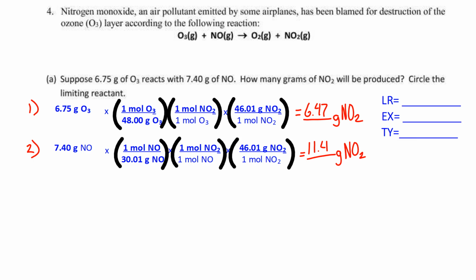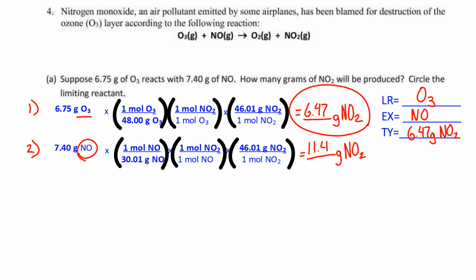All right, guys. So going through the questions, which is our limiting reactant? Ozone. Since ozone produced the smaller amount, that's our limiting reactant. Our excess is the other reactant, so our excess is going to be nitrogen monoxide. And then our theoretical yield, the maximum amount that we're going to be able to produce in this case is 6.47 grams of NO2.